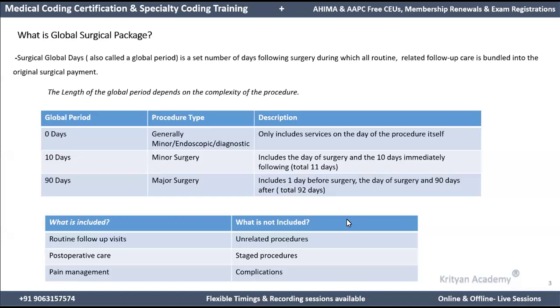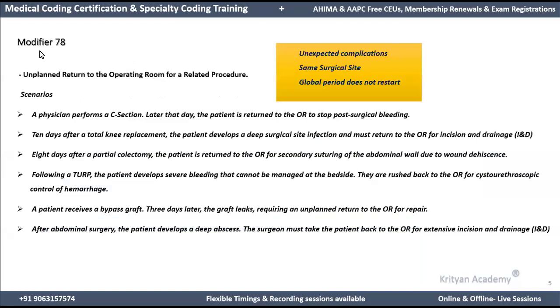So let's begin with the examples of modifier 78 and 79. Modifier 78 is an unplanned return to the operating room for a related procedure. Mainly this is for unexpected complications at the same surgical site. Again they are doing surgery for that same original surgical site. In this scenario, the global period does not restart.